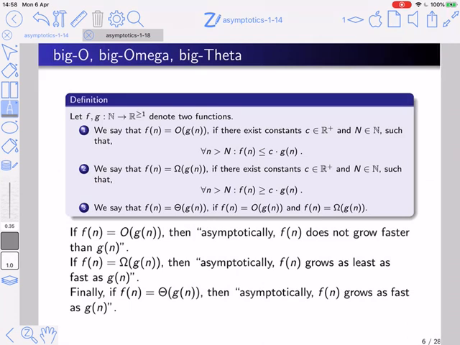Given this definition of big O, big omega, big theta, one way to understand what this definition says is that if f is big O of g, then asymptotically speaking, f of n does not grow faster than g of n. If f is big omega of g, then asymptotically speaking, f of n grows at least as fast as g of n. And if f is big theta of g, then asymptotically, f grows as fast as g.